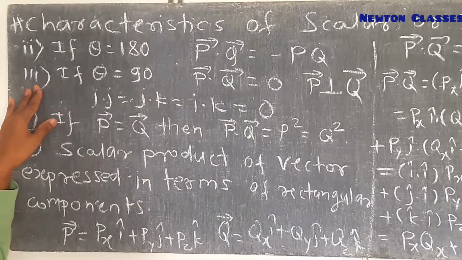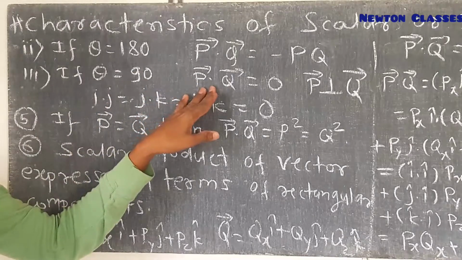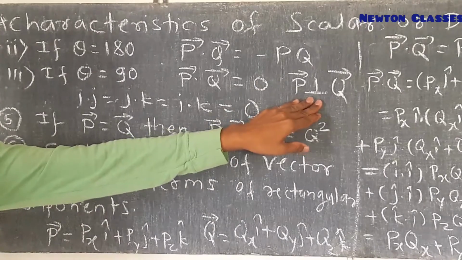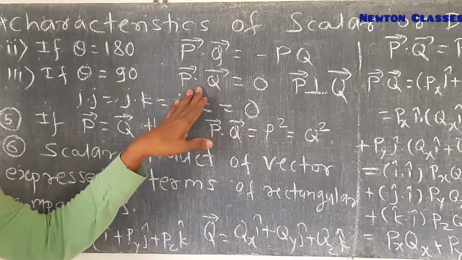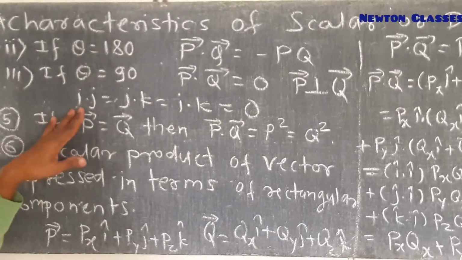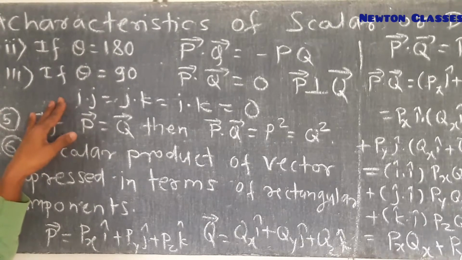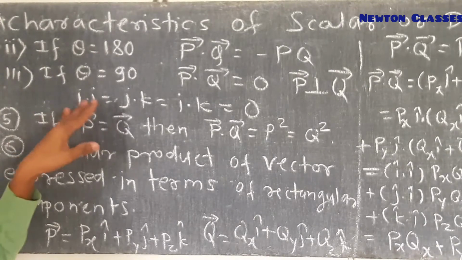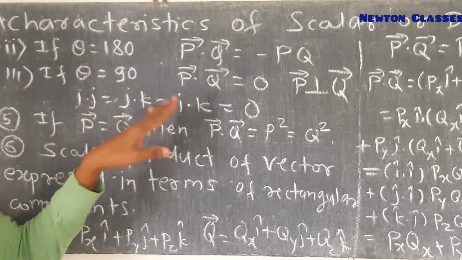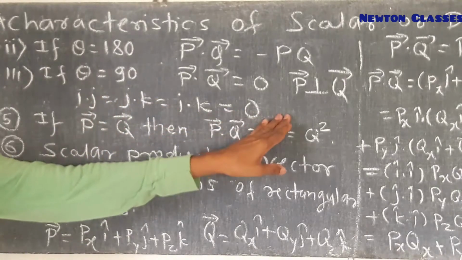Next, the third special case: if theta is equal to 90 degrees, then the dot product of the two vectors is equal to 0. That is, if two vectors are perpendicular to each other, then their dot product or scalar product is equal to 0. Here the three unit vectors i, j, k are mutually perpendicular to each other. That is, vector i is perpendicular to j, j is perpendicular to vector k, and i is perpendicular to vector k. Therefore, their dot products are 0.